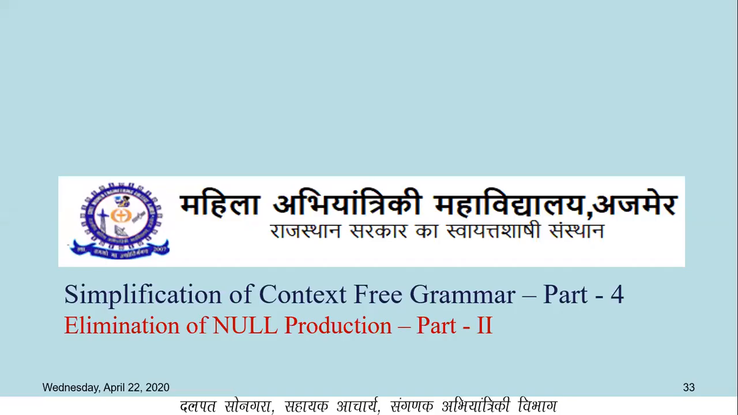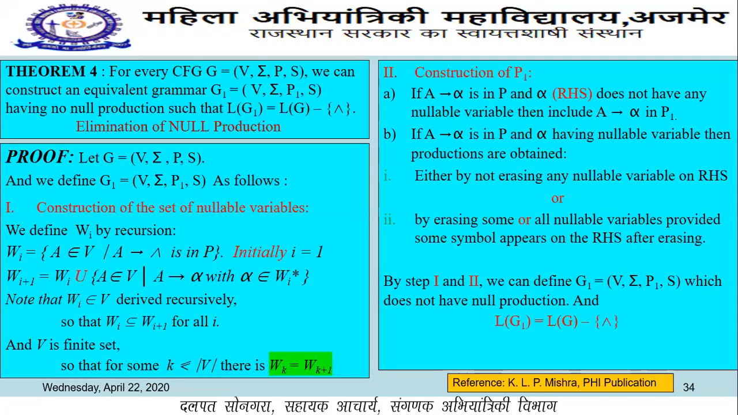Hello friends, in this lecture we discuss simplification of context-free grammar by elimination of null production. This lecture is in continuation of my previous lecture over this topic, where we discussed the null production, the elimination of null production, and the causes of elimination of null production, many things. So in this lecture we discuss one particular theorem by which we can eliminate null productions and add the appropriate production due to the elimination of null production.